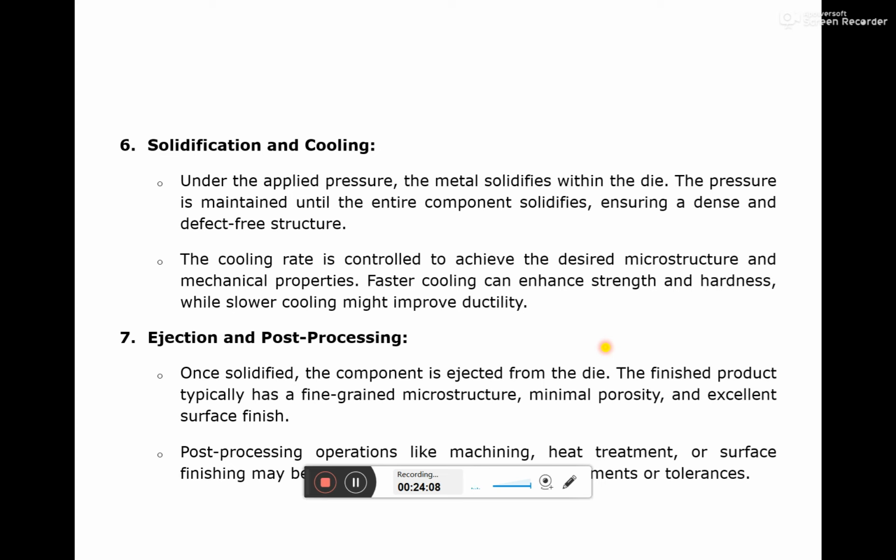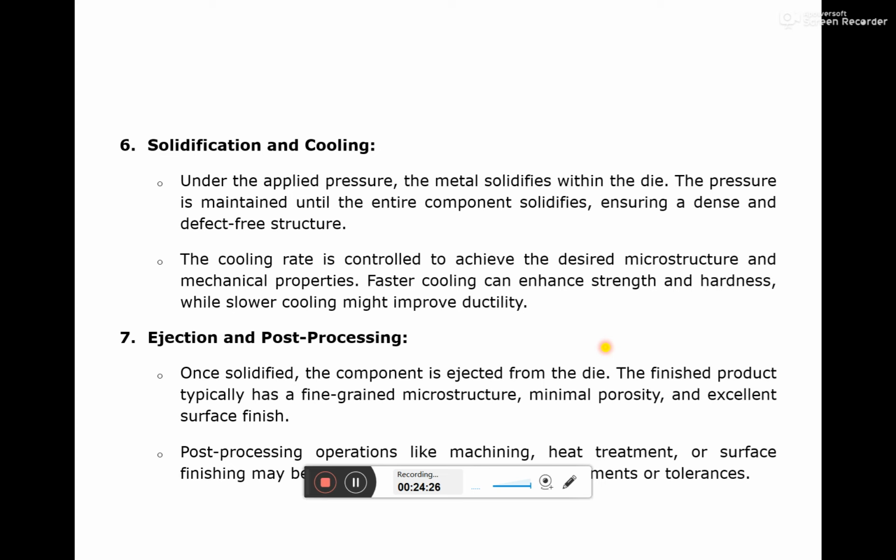Once the material is solidified, the component, whatever composite component was fabricated or produced, is ejected. Ejected means removed from the die. The finished product will have a fine-grained microstructure.